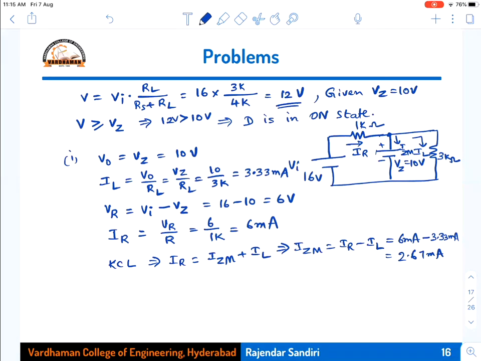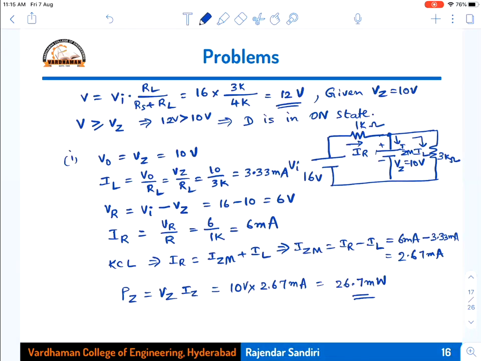Now after IZM, what are we supposed to calculate? PZ. PZ is equal to VZ into IZM, or IZ. VZ is 10 volts, IZ is 2.67 milliamperes. So this is 10 volts into 2.67 milliamperes, which becomes 26.7 milliwatts. So all the parameters of the circuit we have calculated once the diode is on. So this is the problem and its solution.